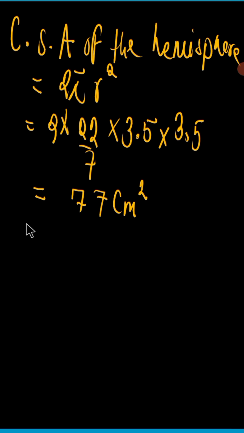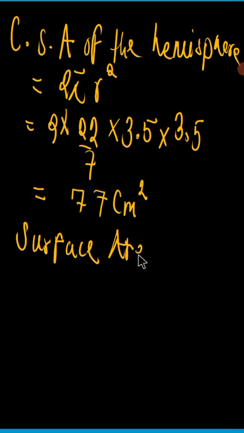The surface area that we are asked to calculate, like I told you, is the same thing as saying the total surface area. So what are you going to do? We add the two areas together. So that will now give us the area of the curved surface area of the cone.